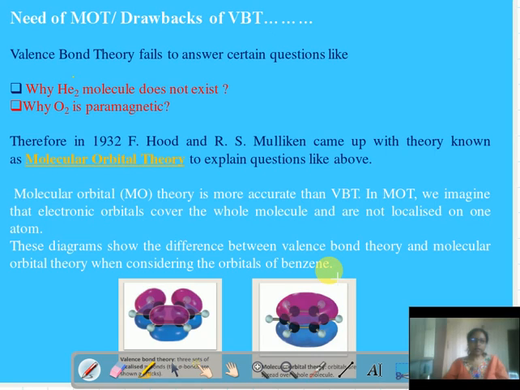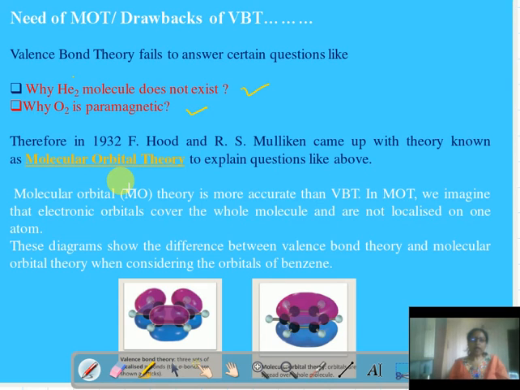So first let us discuss about why we needed this molecular orbital theory. Valence bond theory actually fails to answer certain questions like why helium He2 molecule does not exist, or why oxygen is paramagnetic. In 1932, F. Hund and R. S. Mulliken came up with a new theory which is known as molecular orbital theory to explain all these questions mentioned above. Molecular orbital theory is much more accurate than valence bond theory.